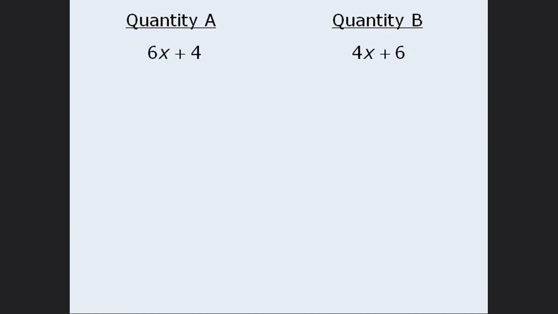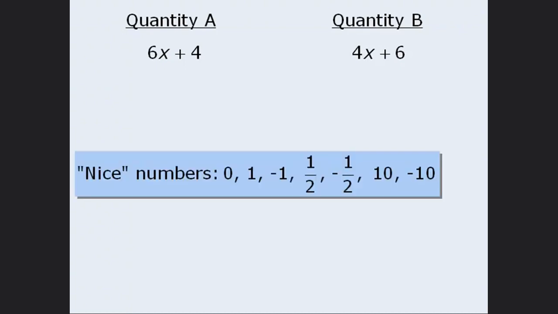Now when we plug in values for a variable, we want to use a nice cross-section of numbers, and we want to use numbers that make it easy to evaluate each quantity. A nice set of numbers to choose from are 0, 1, negative 1, 1/2, negative 1/2, 10, and negative 10, since they represent a nice cross-section of all numbers.